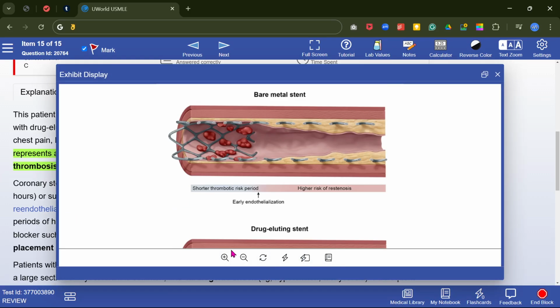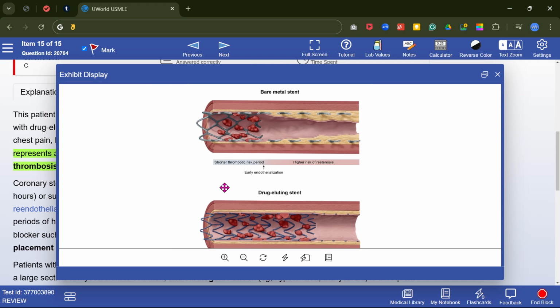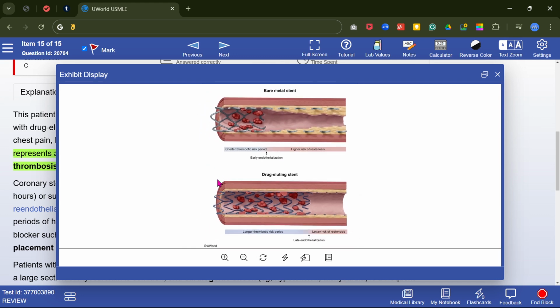There are two types of stent, bare metal stent and drug-eluting stent. Drug-eluting stent has a longer thrombotic risk period, late endothelialization, and lower risk of recurrence.